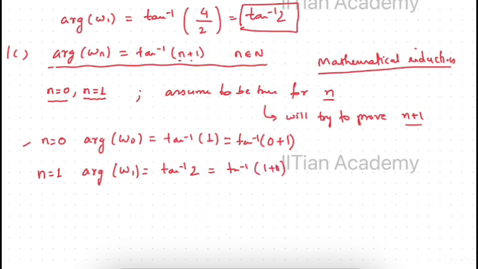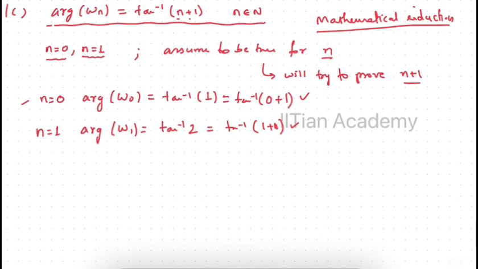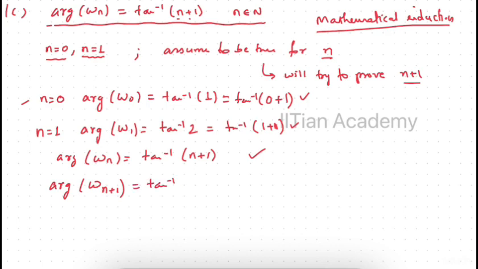Now let us assume that the argument of wn equals tan inverse of n plus 1 is true for n. Now let us try to prove whether it holds for n plus 1 also. So for the argument of w of n plus 1, if we are able to prove that this comes out to tan inverse of n plus 1 plus 1, the question will be done. So we have to prove this using this. So let us start from the argument of wn plus 1.